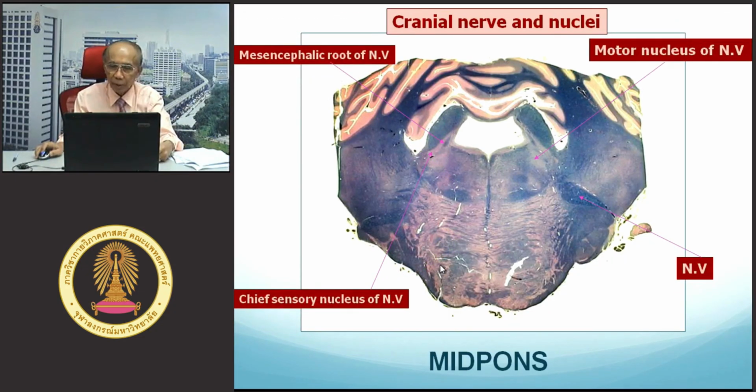The cranial nerve and nuclei include the trigeminal nerve, the motor nucleus of trigeminal nerve, the chief sensory nucleus of trigeminal nerve, the mesencephalic root of the trigeminal nerve, which is concerned with proprioception from the muscle of mastication and the periodontal membrane of the teeth.